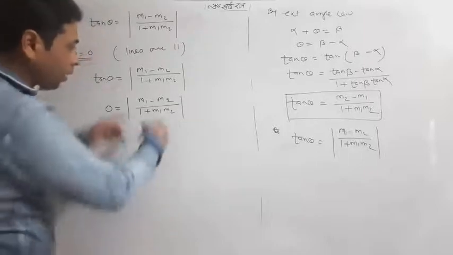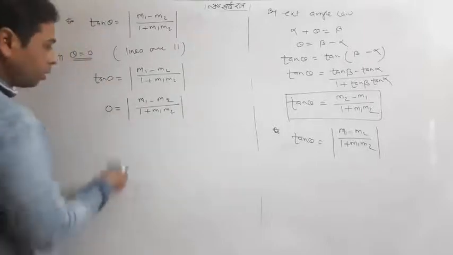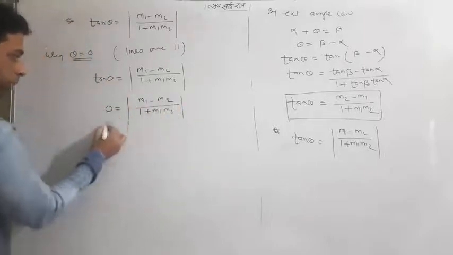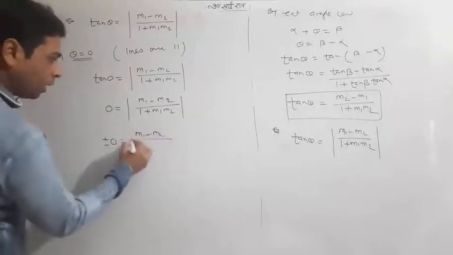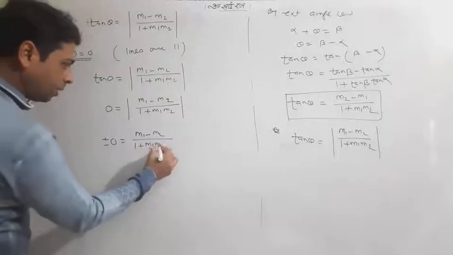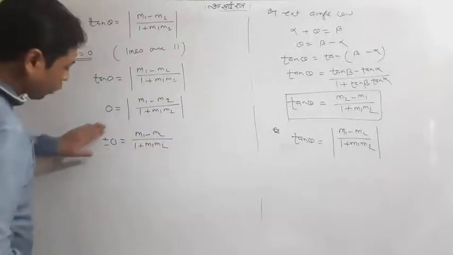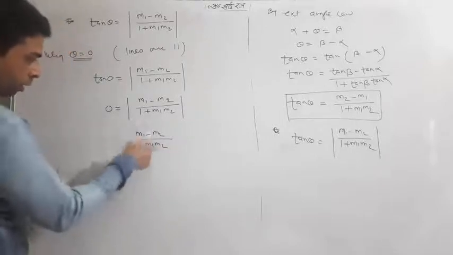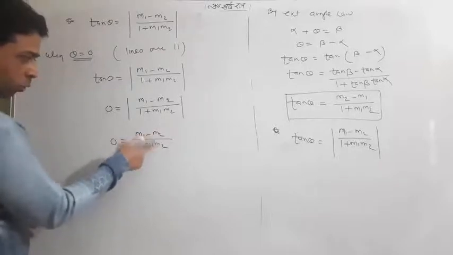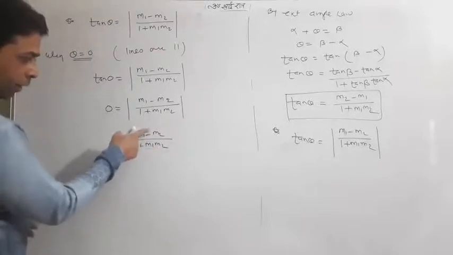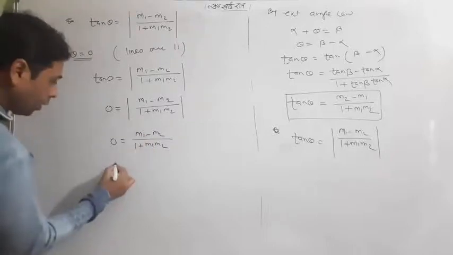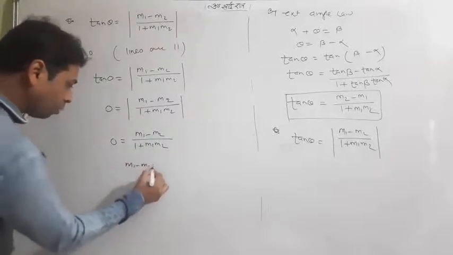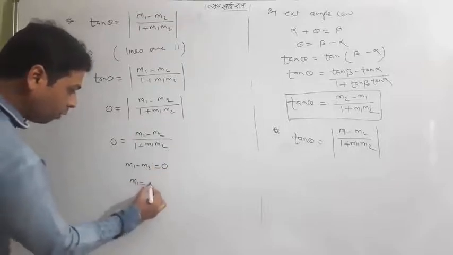Now I'm leaving the mod from here, and when I remove the mod, it's going to be plus and minus. You should know that when I remove the mod sign, it always carries plus and minus sign, but that has no effect on 0, so it will be 0. It is true when the numerator is 0. So it can happen when m1 minus m2 is equal to 0, and m1 equal to m2.